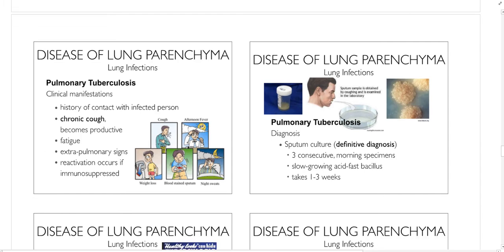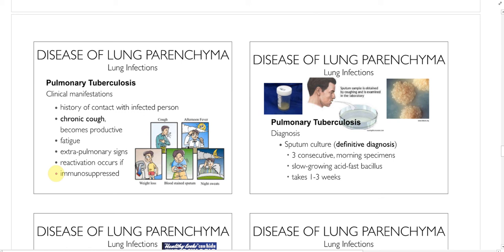So clinical manifestations is that they're going to have some sort of a history of contact with an infected person. They are going to have a chronic cough that could become, what is it? Hemoptysis, hemoptytic. They'll have potentially blood-stained sputum, sort of a classic sign. May become productive with just regular purulent sputum. They'll have fatigue, maybe extrapulmonary signs like afternoon fever, night sweats, weight loss.